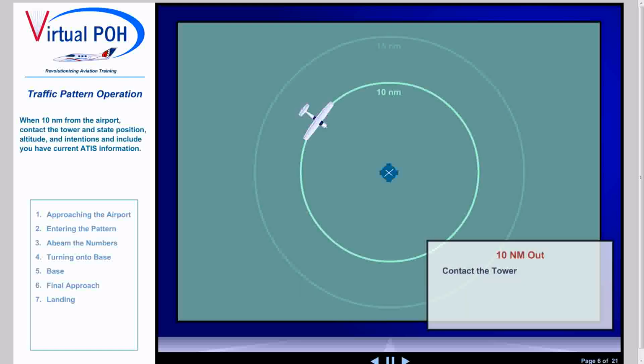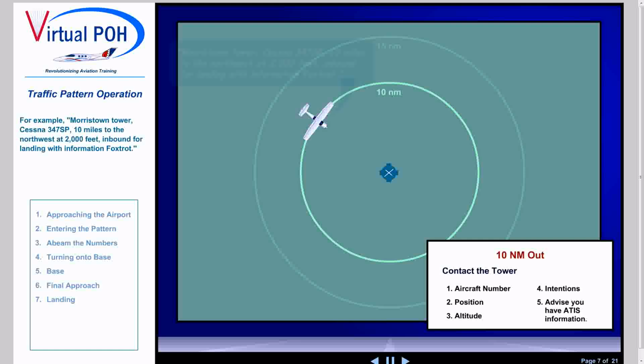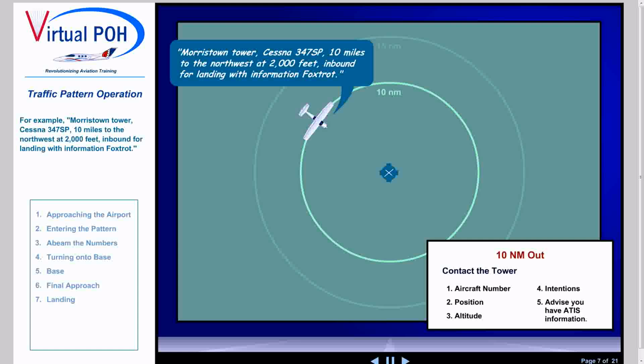When 10 nautical miles from the airport, contact the tower, state your position, altitude, intentions, and include you have current ATIS information. For example, Morristown Tower, Cessna 347 Sierra Papa, 10 miles to the northwest at 2,000 feet, inbound for landing with information Foxtrot.